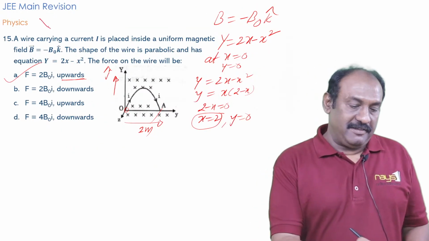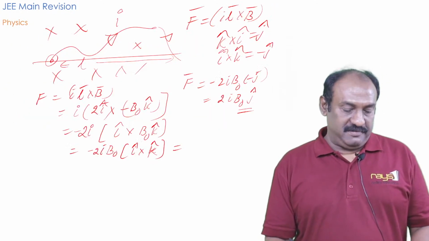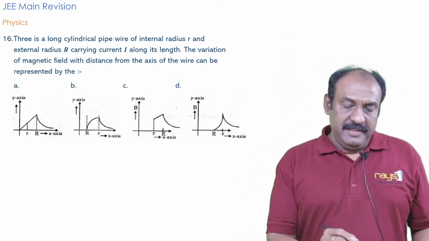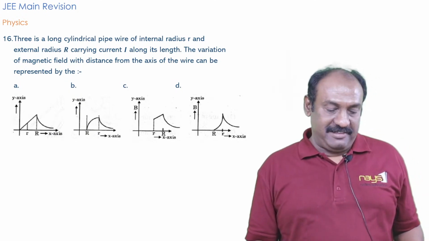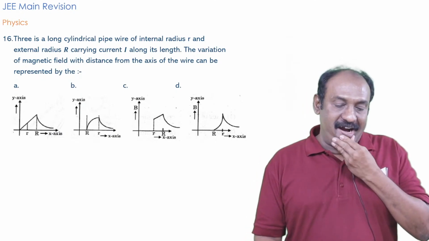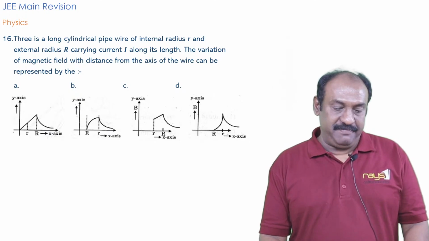Next, this is another important model question for JEE Mains level. Next question, question number 16. There is a long cylindrical pipe wire of internal radius R and external radius R carrying current I along its length. The variation of the magnetic field with the distance from the axis of the wire can be represented by.